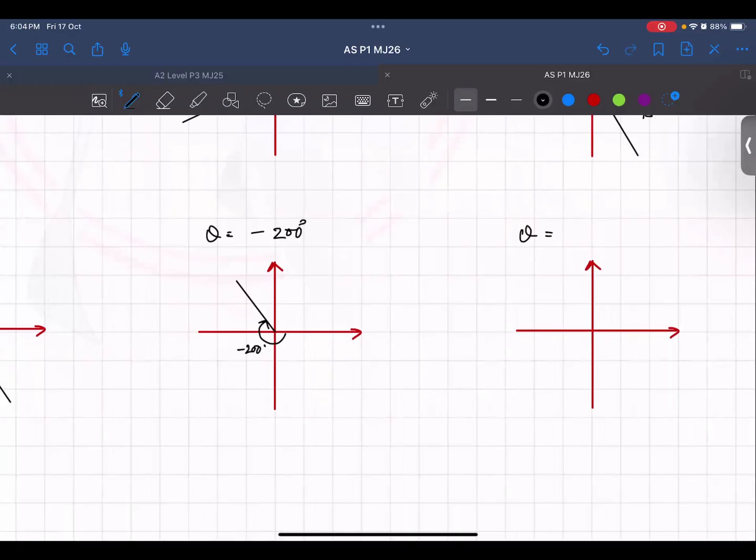If your theta is, let's suppose, 500 degrees, this one is more interesting. This is positive 500. So one cycle becomes 360.